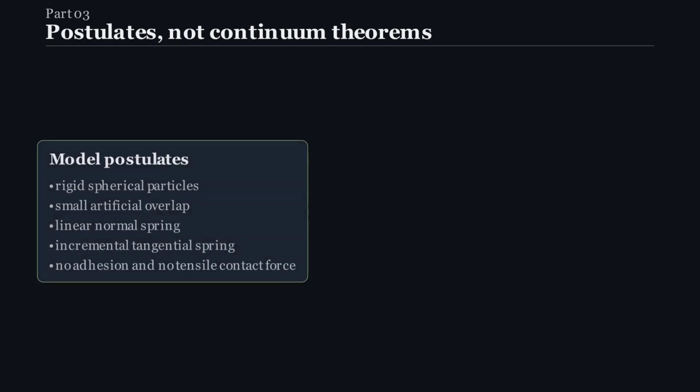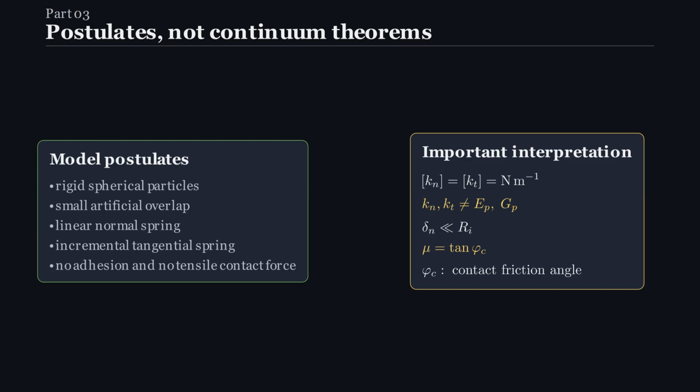The model begins with assumptions. The particles are treated as rigid bodies, but a small numerical overlap is allowed. Contact compliance is lumped into springs. The stiffnesses Kn and Kt have units of force per length. They are not the particle Young's modulus or shear modulus.